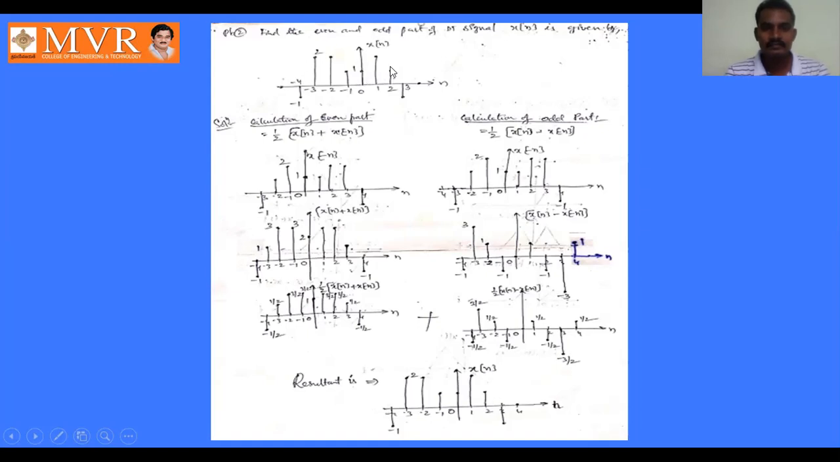X of n is this one. X of minus n is its reflected image. Its reflected image is like this. So we will get the reflected image. This is the reflected image, and this is the original image.